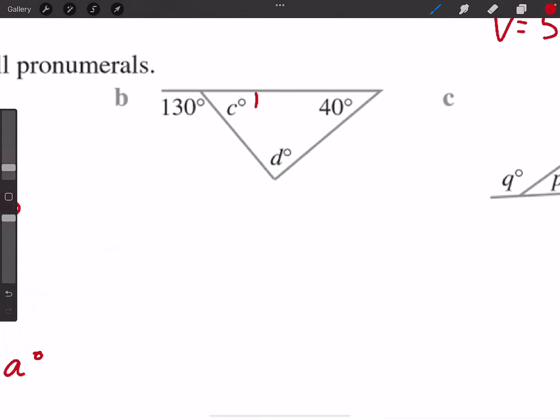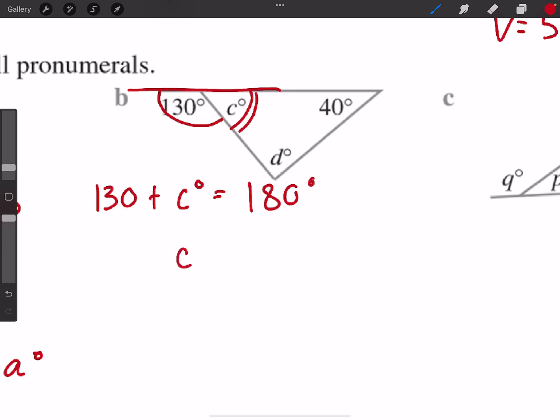Okay, we can find this angle C first. We know that this 130 plus angle C will give us a straight line, and a straight line is 180 degrees. So C is equal to 180 take away 130, which gives me 50 degrees. So C is 50 degrees.